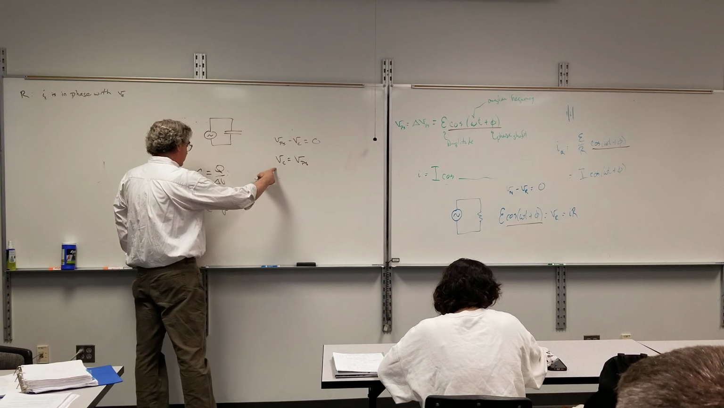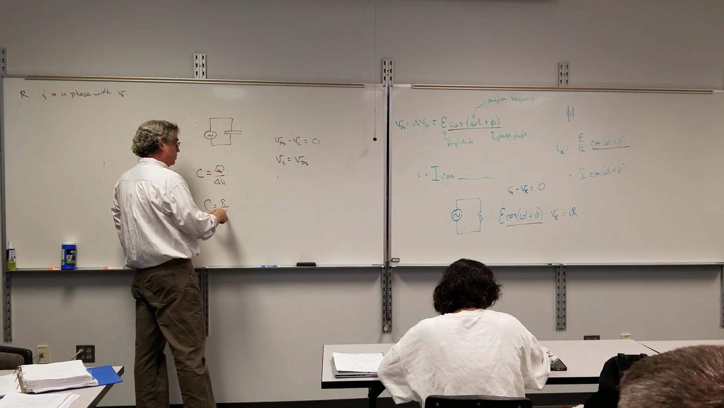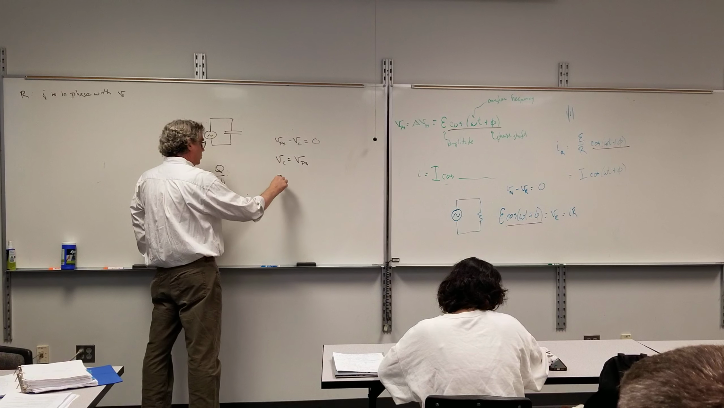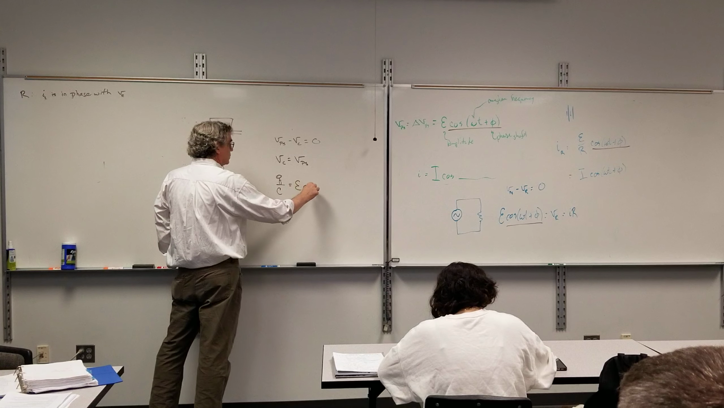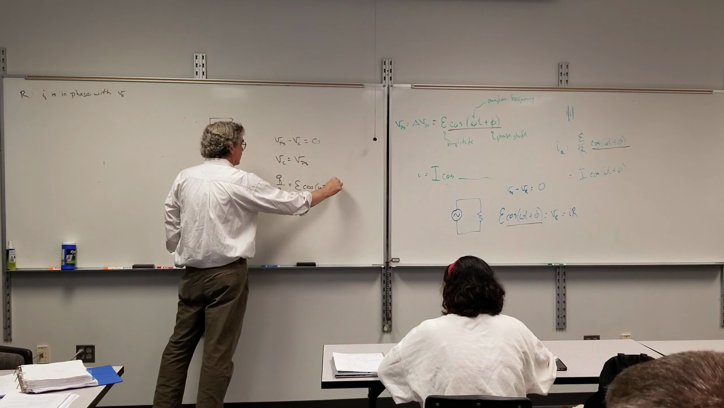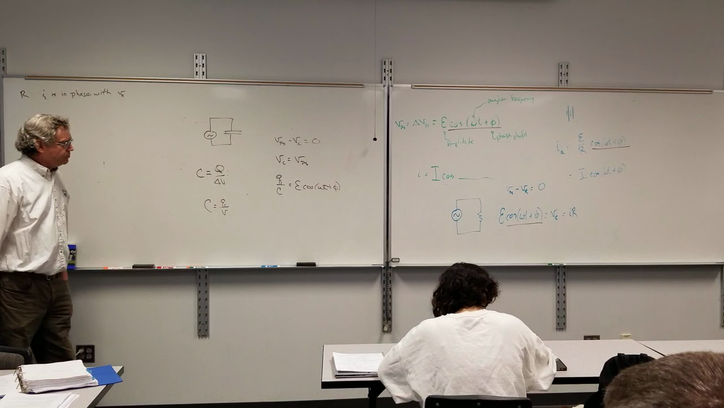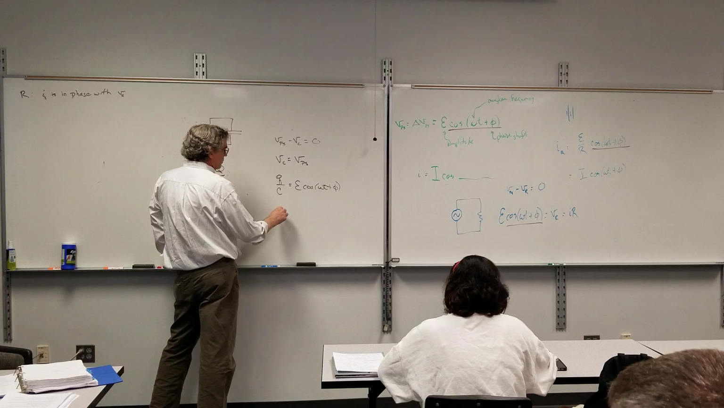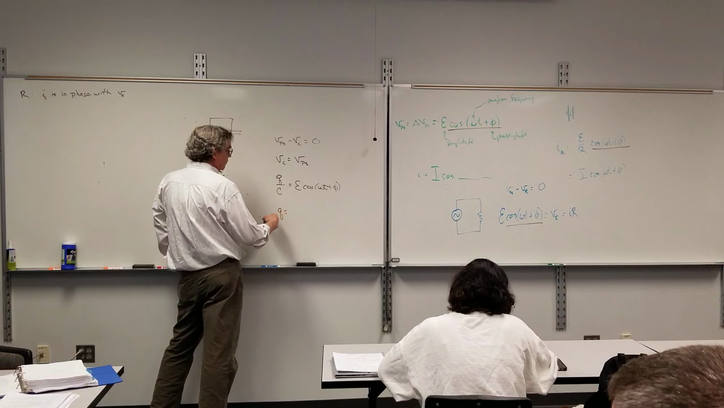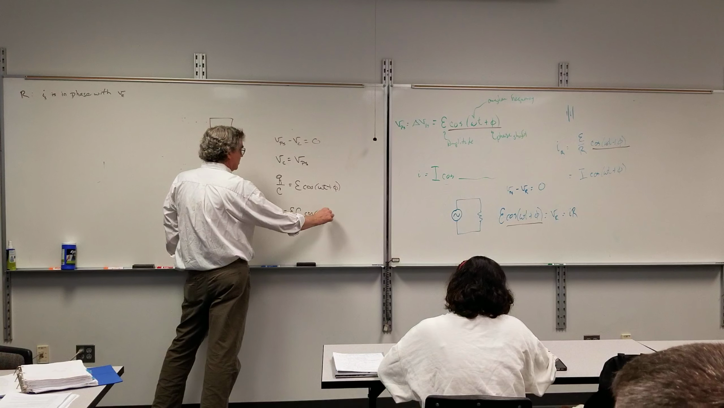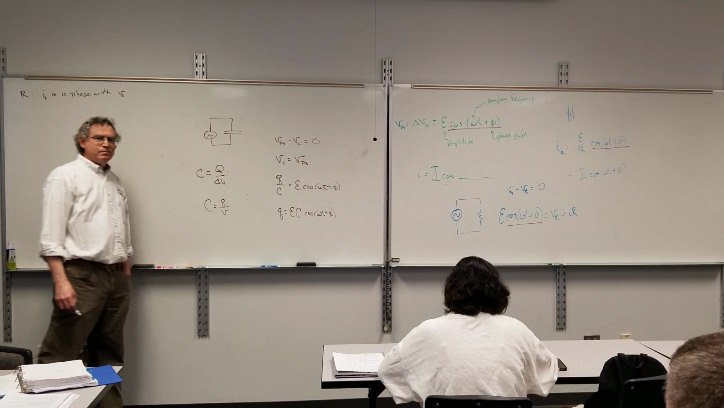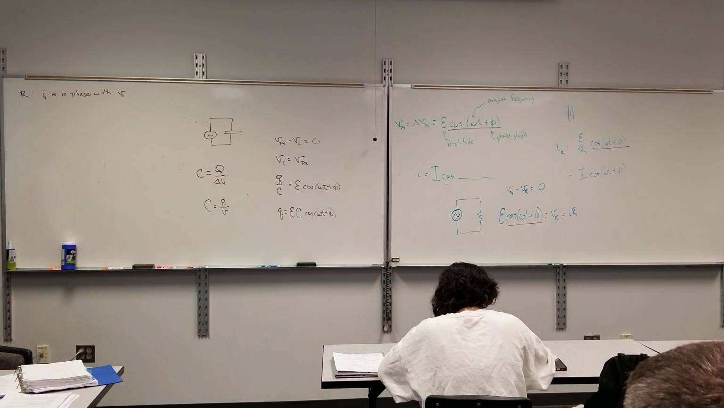So V is, this is Q over C is equal to epsilon sub naught cosine omega t plus phi. Doing some fancy math there, we get the formula for the charge is epsilon C times the cosine of omega t plus phi. And all that's well and good. But I know what you're thinking. You're going, hey, that's great, but what's the current? We really want to know the current.